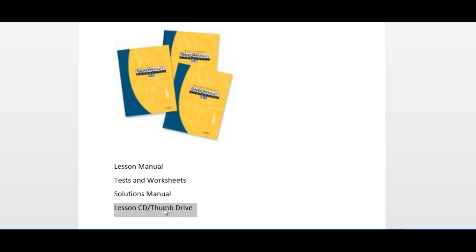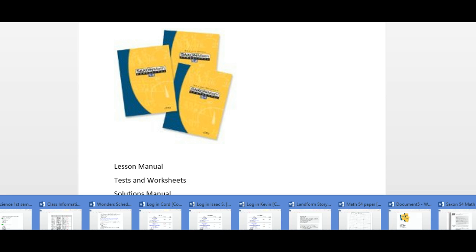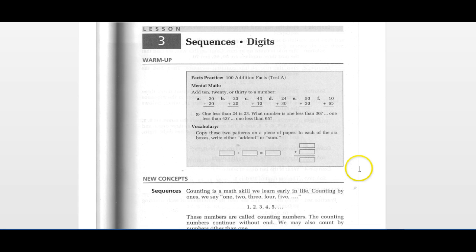And I'm going to go through and show you how a typical math lesson is going to go. And I have one right here. I'm actually just jumping to lesson 3 just because it's one that I have scanned. So lesson 3, every lesson starts with a warm-up. Okay, and the warm-up consists of fact practice. Now this is something that the kids must do every day.